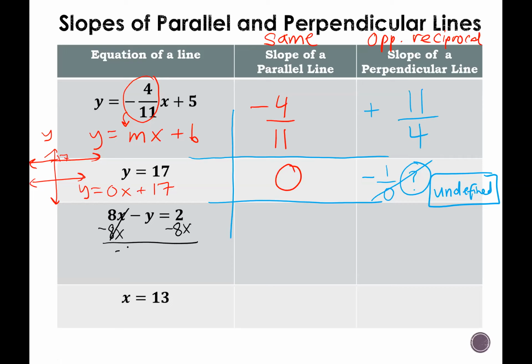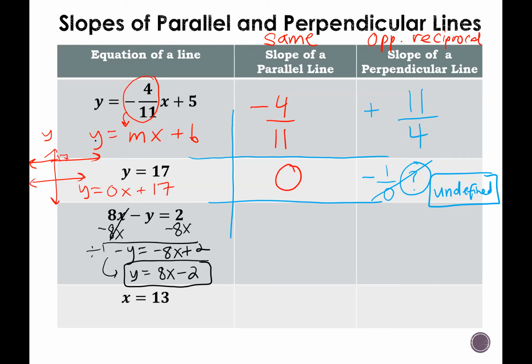So then we have negative y equals negative 8x plus 2. I'm trying to get this equation into slope-intercept form, y equals mx plus b. The last thing I would do is divide everything by negative 1 to get that y by itself. When I do that, if I divide everything by negative 1, all your signs are going to change. So instead of negative y, now I have positive y. Instead of negative 8x, I now have positive 8x, and then instead of plus 2, I now have minus 2. So my new equation would be y equals 8x minus 2.